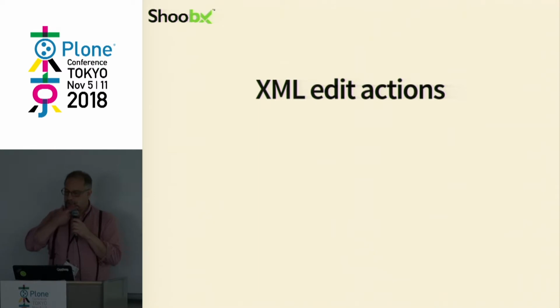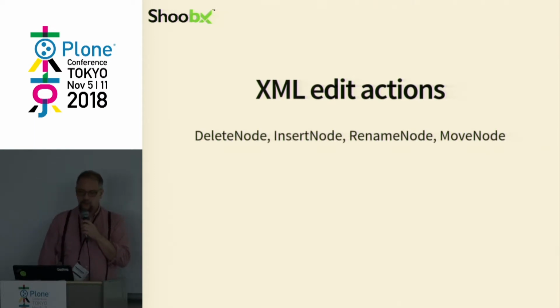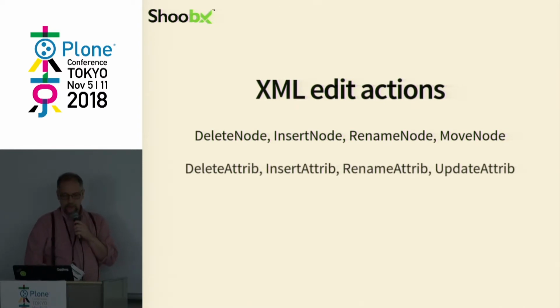And then we have edit actions. With the linear file, we got just insert and delete, or maybe also move. But XML needs more. We need to be able to delete, insert, rename, and move nodes. But we also need to delete, insert, rename, and update attributes. We could theoretically move attributes as well, but then we have the same problem that it's not easy to find moves of attributes.